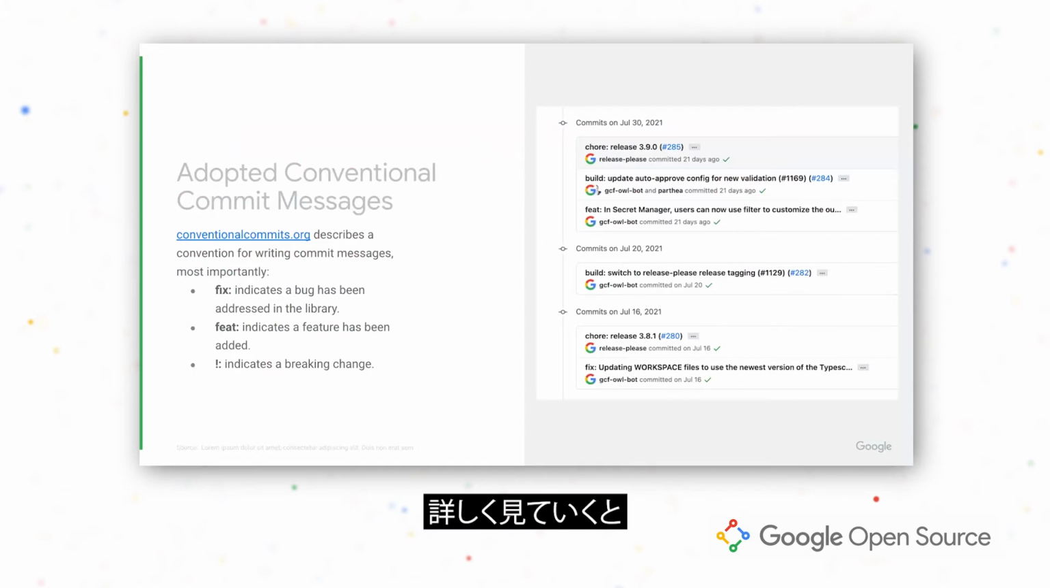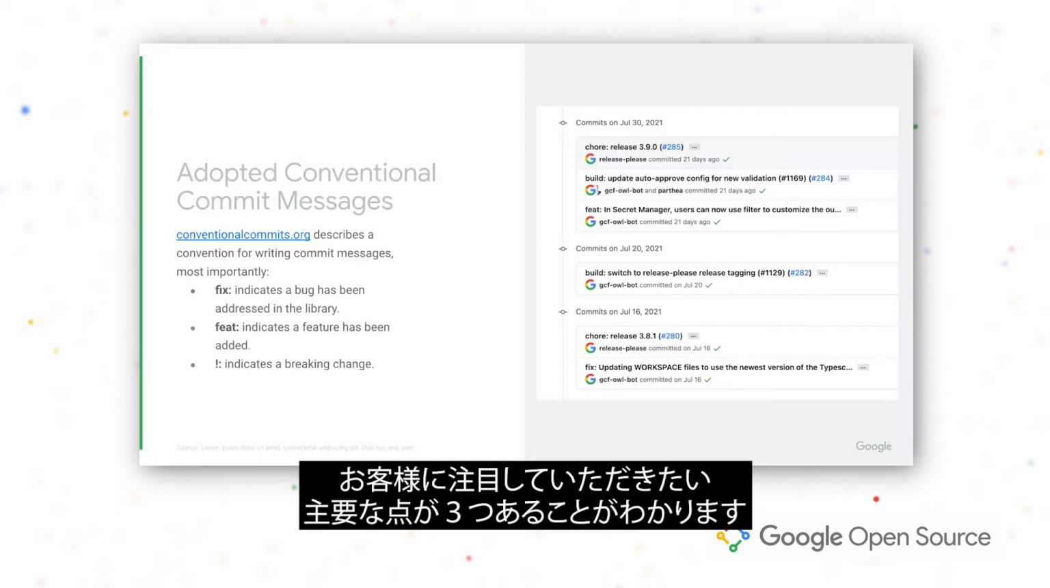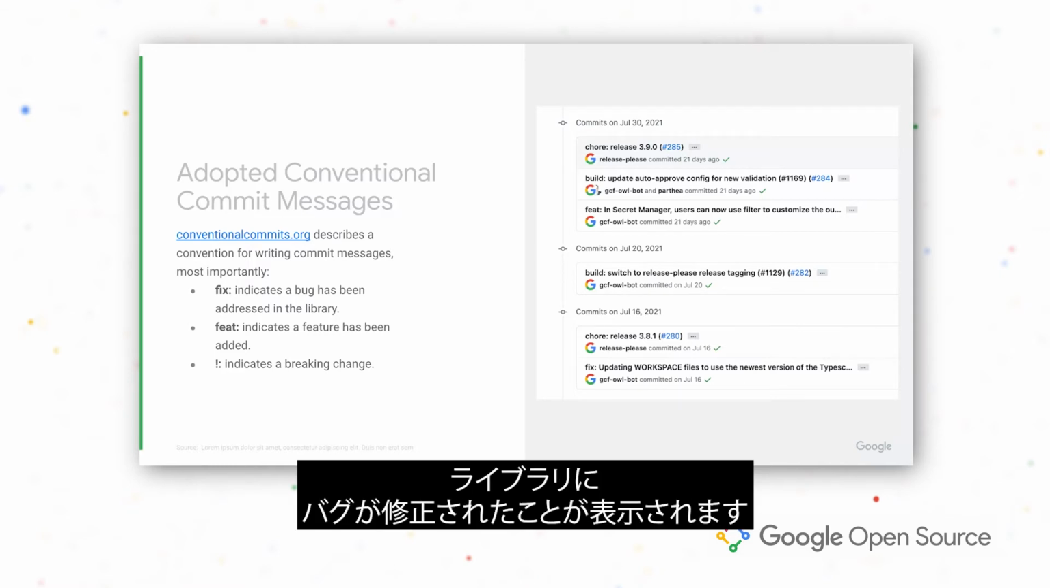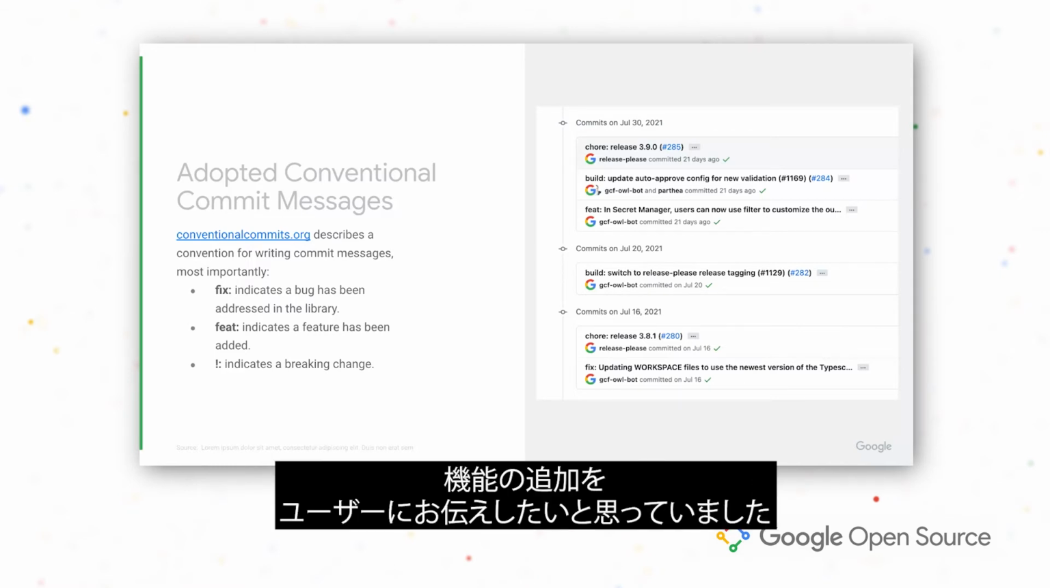Ultimately, we really identified that there were 3 main things that we wanted to draw attention to for our customers. We wanted to tell people when a fix was happening, and this indicates that a bug has been addressed in the library. We wanted to indicate to users when a feature had been added.